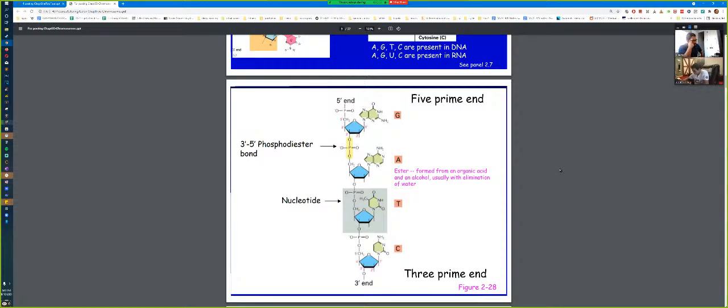Yeah, and then there's a 5' end and a 3' end. And then the bond between the two is called a phosphodiester bond.